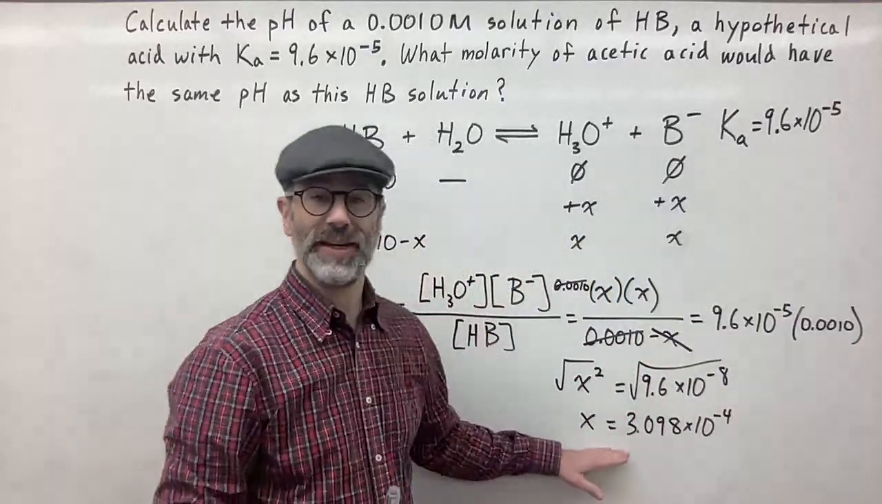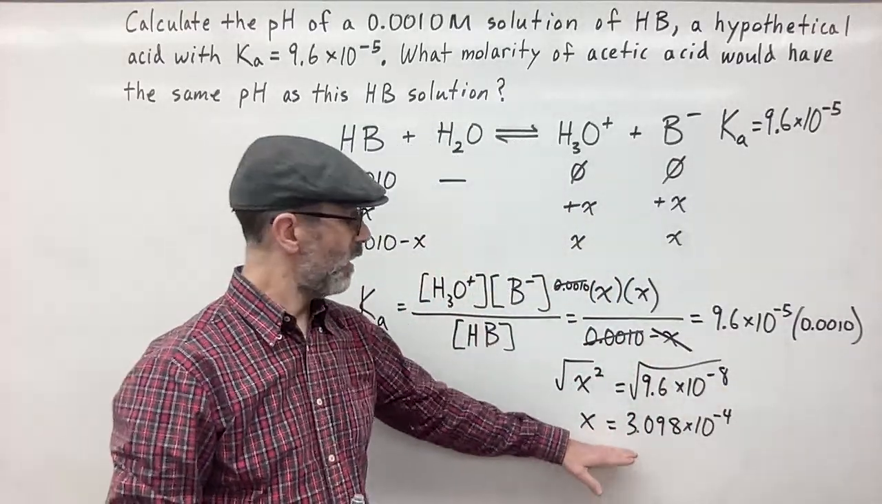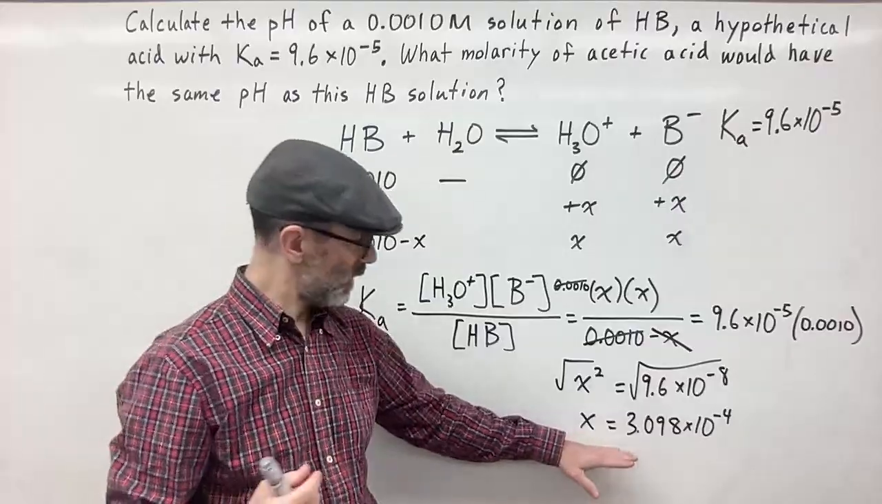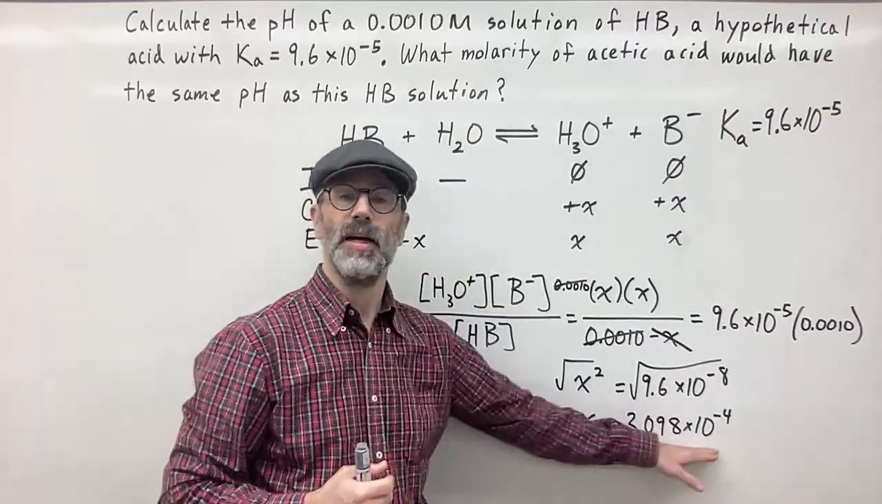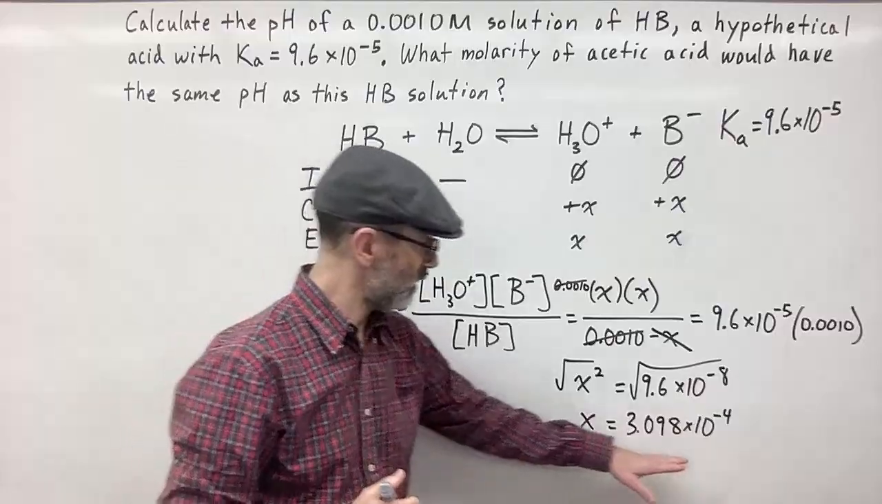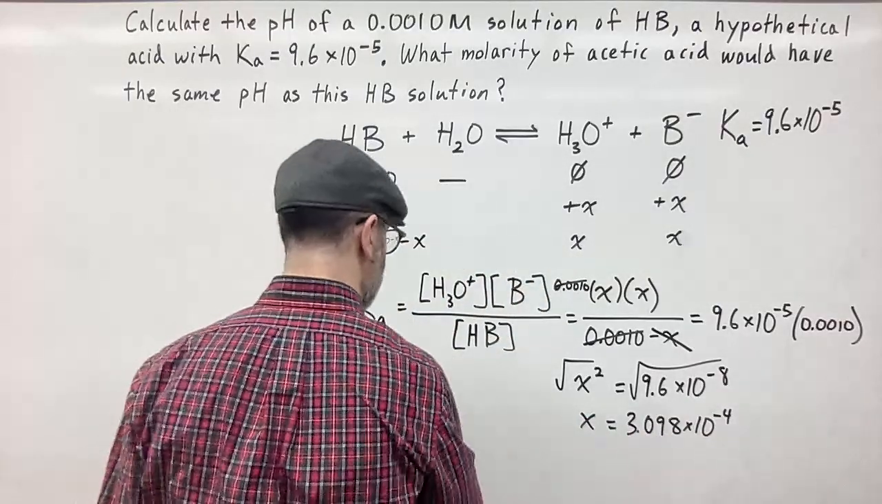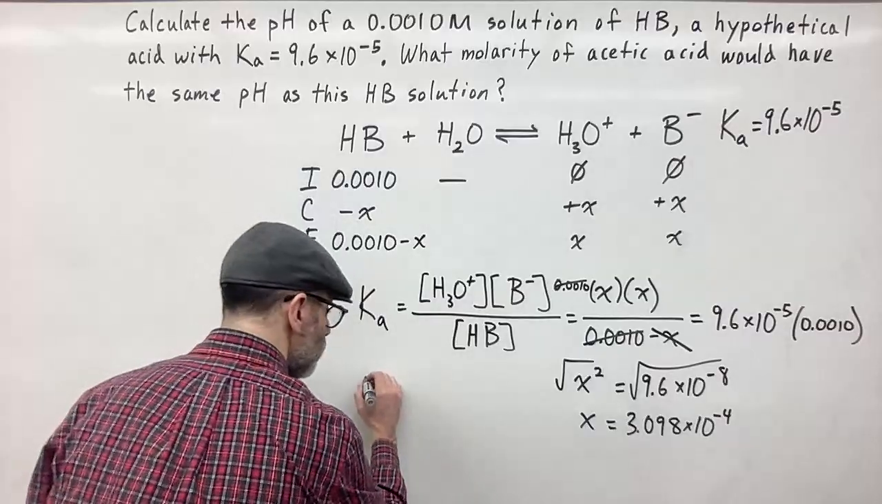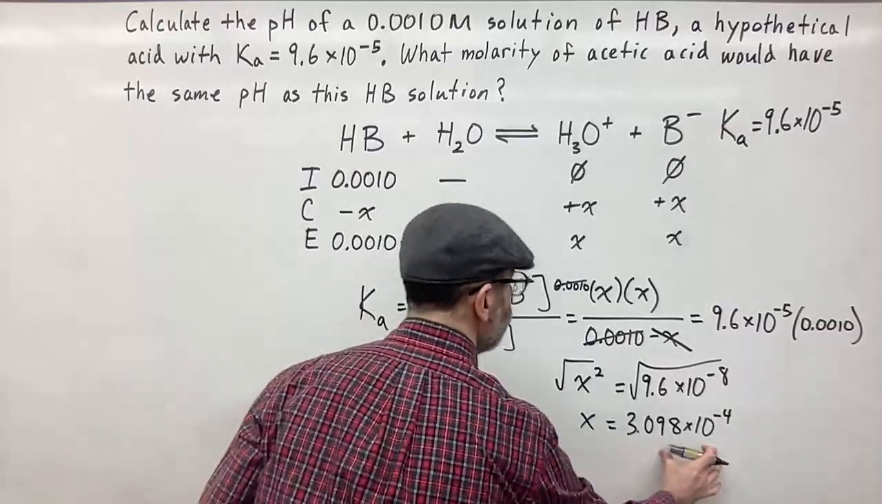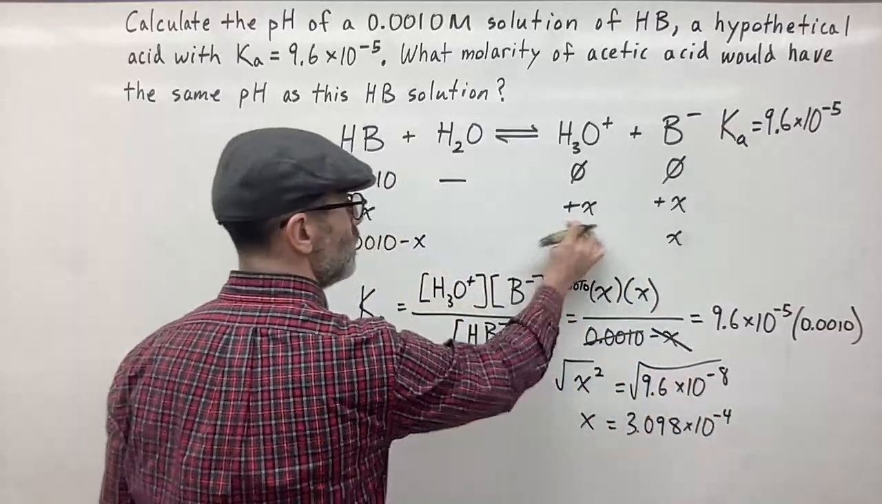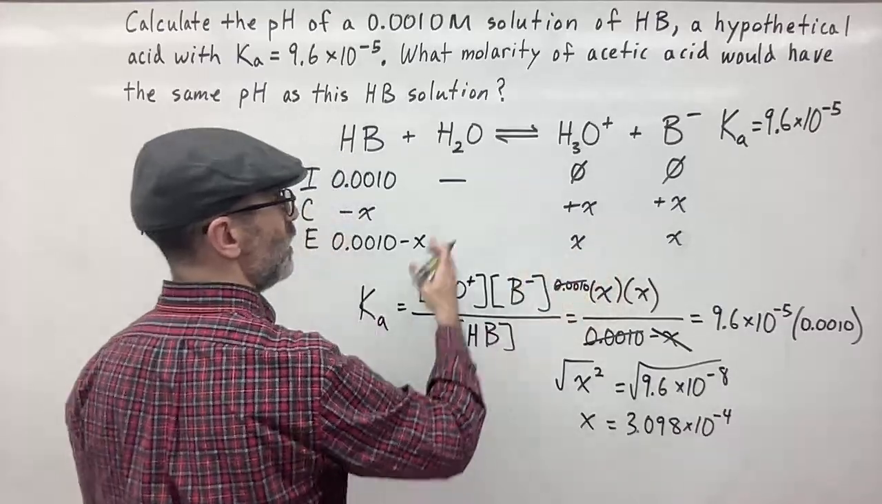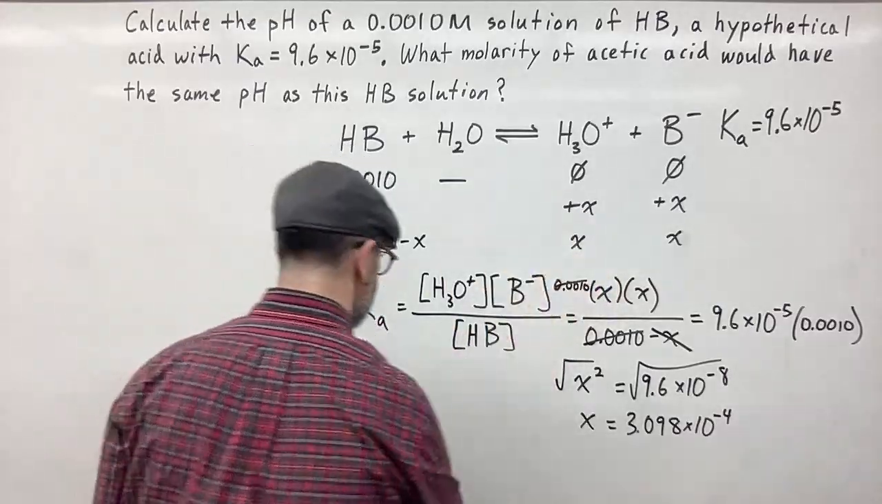And so let's check this assumption. Let's go ahead and calculate the percent ionization of this, or the percent change here. We do that by taking the X, the amount that we formed here, the amount that was dissociated or ionized.